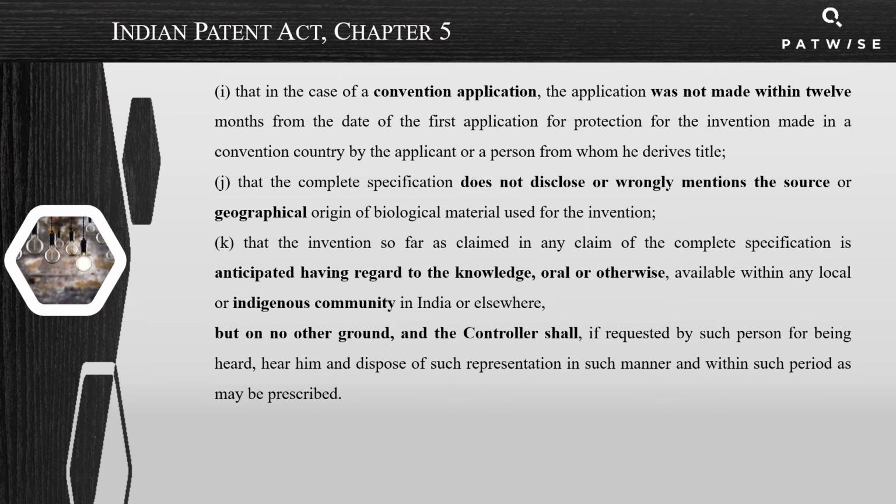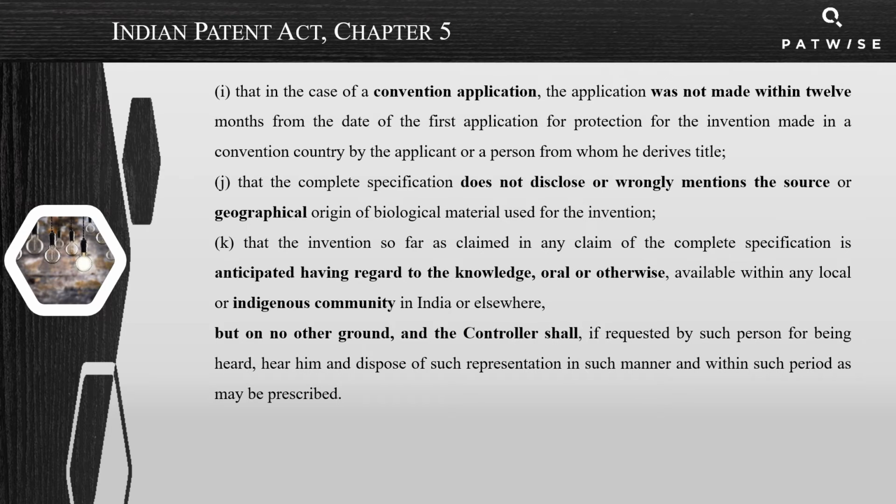Few other grounds of opposition under section 25(1) would also include that the applicant failed to file a convention application within the prescribed timeline of 12 months. That any information, especially the geographical origin, was not correctly mentioned in the patent application, or that the invention to which the patent application is related is something that is known in traditional knowledge, whether orally or documented, followed in certain tribal communities or as a traditional practice. Apart from all of these, there are no other grounds on which an opposition can be made.